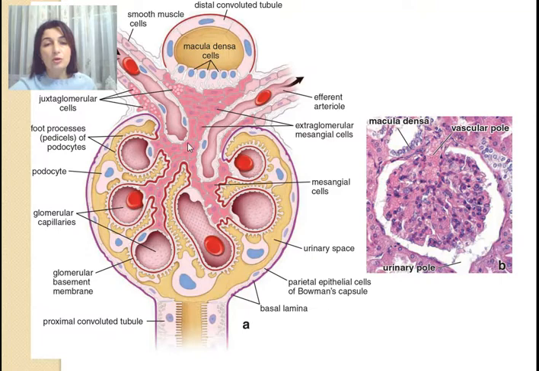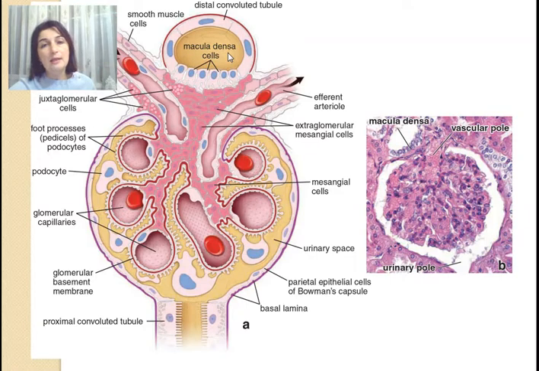And also here the extraglomerular mesangial cells, which are located at the region between the afferent and efferent arteriole, may provide functions of the juxtaglomerular cells if they are disturbed.